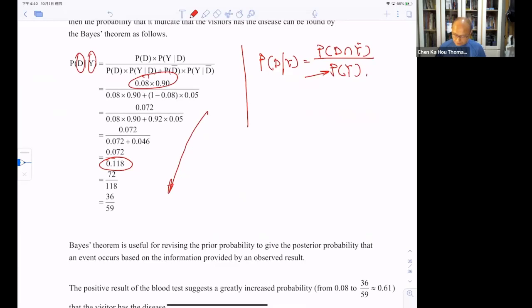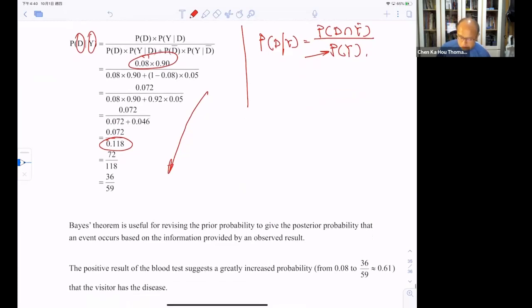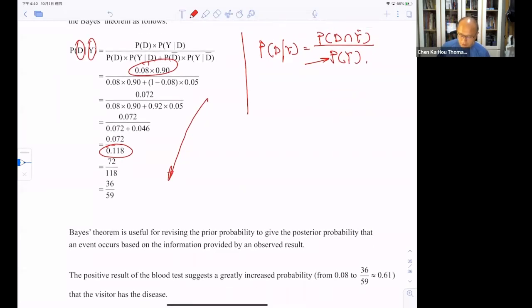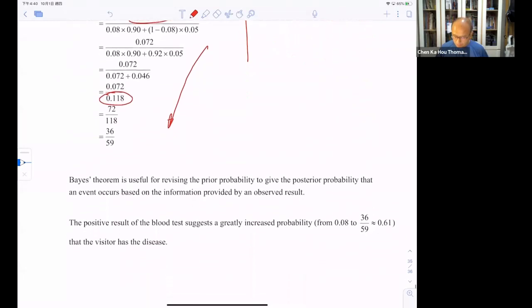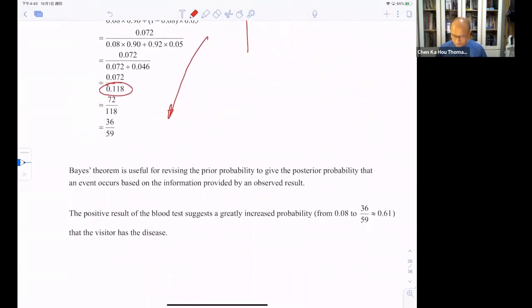Now this number is also sometimes used in medicine to check the reliability of your instrument in detecting the disease.